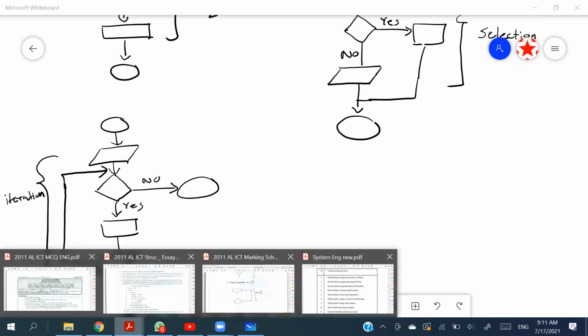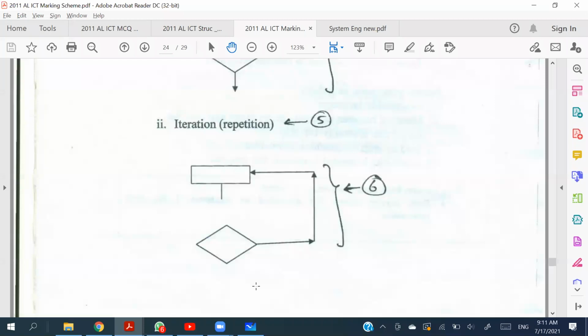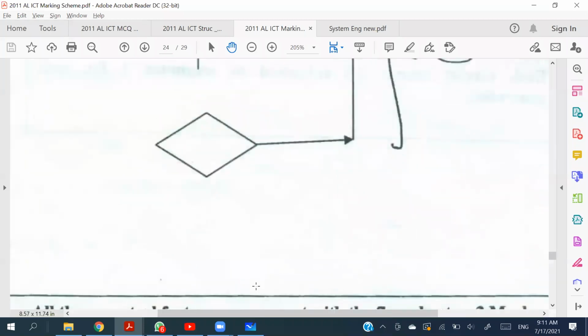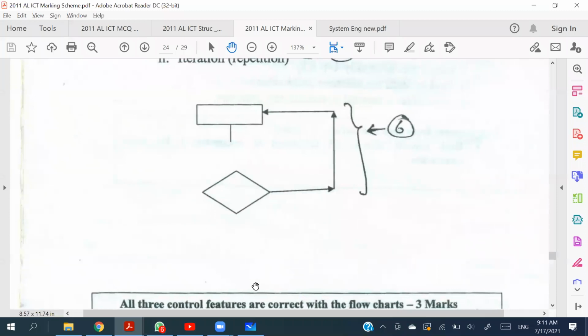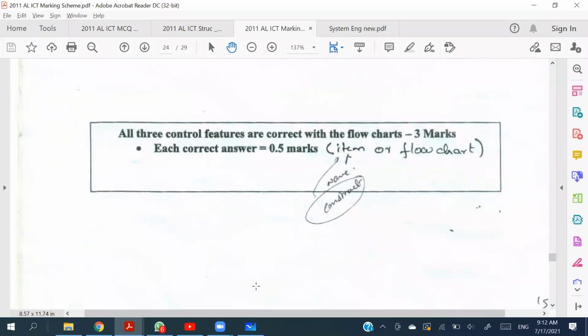So if you have drawn those things, they have given you how many? 3 marks. Yeah. So if you name it, it will earn you 0.5, and if you draw the symbol, it will give you another 0.5.